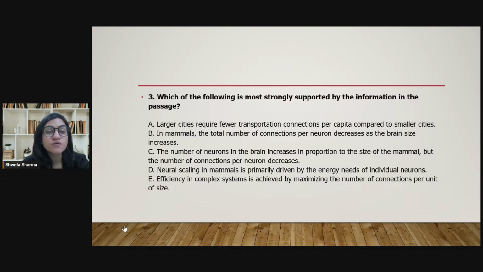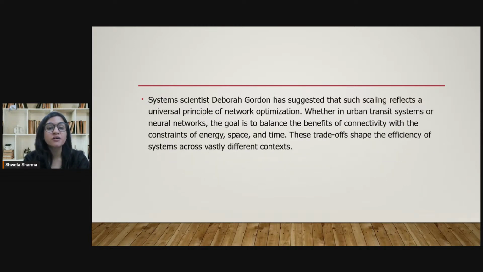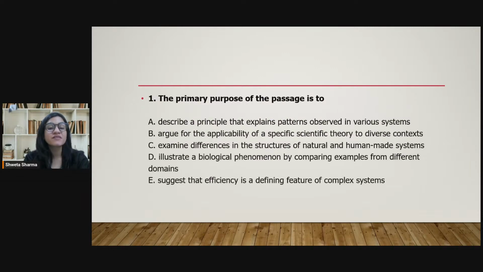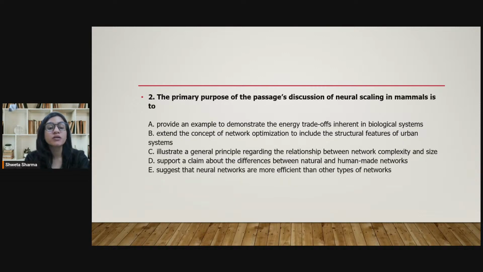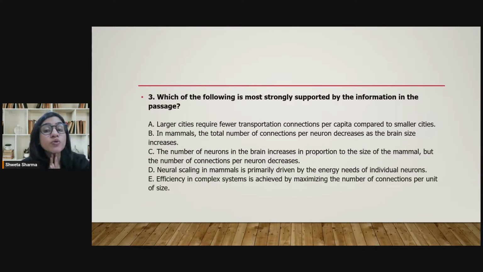So the overall gist of the passage is something we've already decided in the first question. It was about examining the differences in structures, illustrating a biological phenomenon by comparing examples from different domains. Now, if I have to strengthen this entire conclusion, is it that efficiency in complex systems is achieved by maximizing the number of connections per unit of size? Is it that neural scaling in mammals is primarily driven by the energy needs of individual neurons? Or that the number of neurons in the brain increases in proportion to the size of the mammal, but the number of connections per neuron decreases?